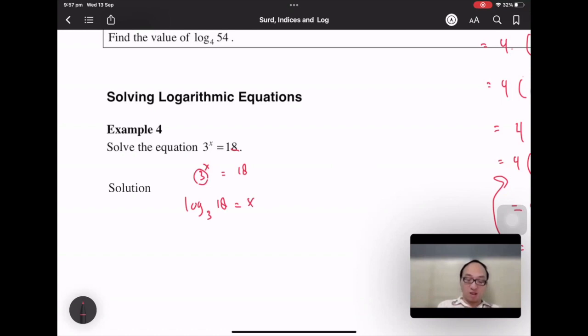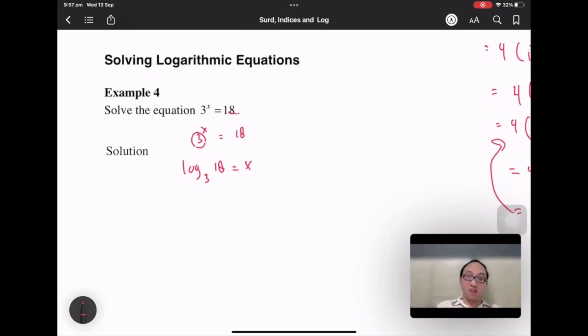So you can just use the calculator, and for those who don't have a calculator with the base, you can change the base into 10. Log 10 of 18 over log 10 of 3 equals x. So you can just put into the calculator log 18 divided by log 3. So that means x is equal to 2.63.